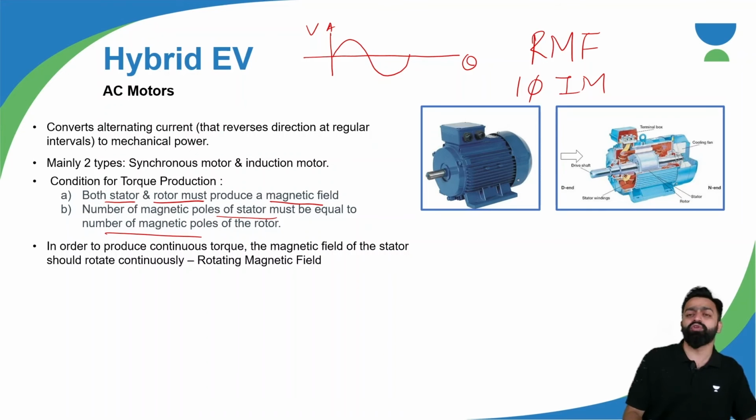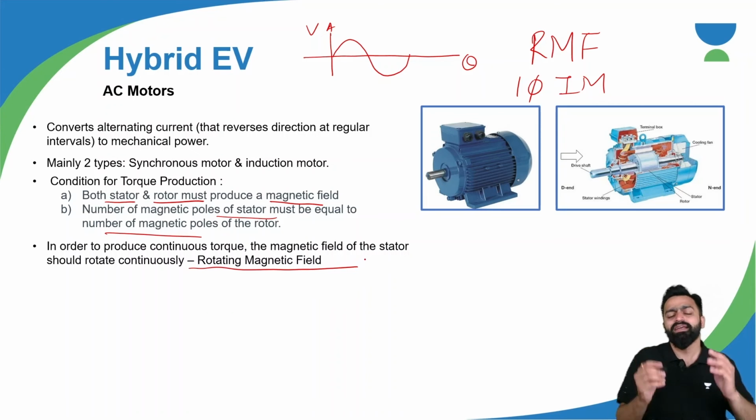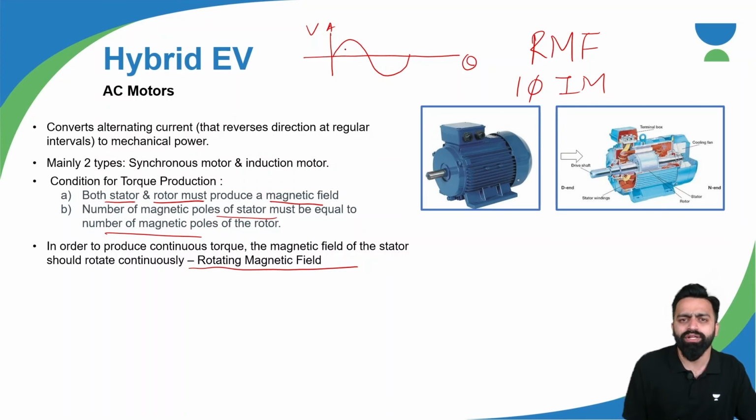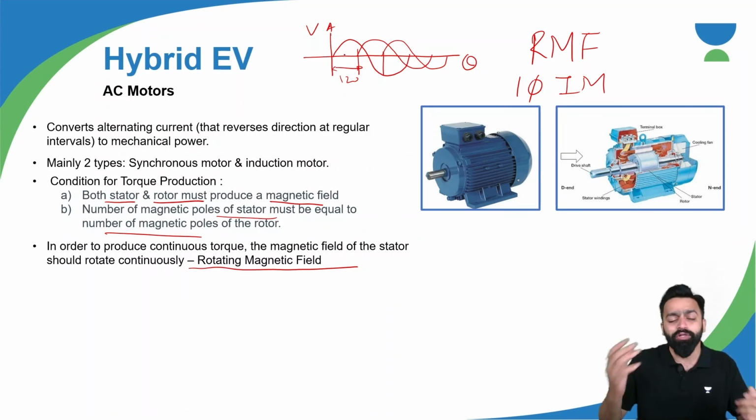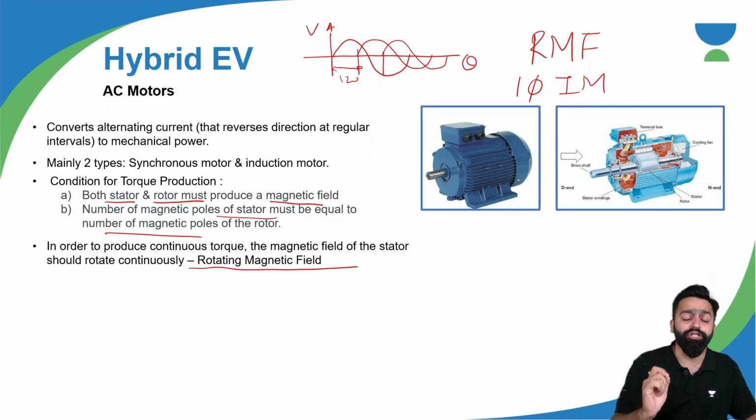But three phase motors are self-starting because they produce a rotating magnetic field, as there are three voltages. This is the one voltage waveform that I have drawn. There will be another voltage waveform and a third voltage waveform. They are displaced by 120 degrees with respect to each other, and hence they are capable of producing a rotating magnetic field, which leads to production of rotating or continuous torque.